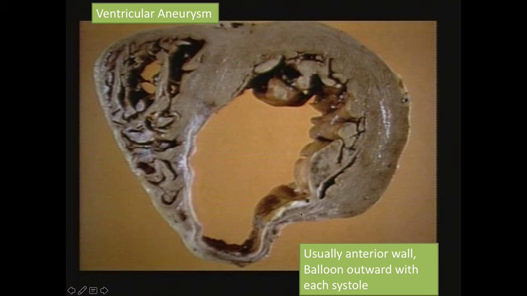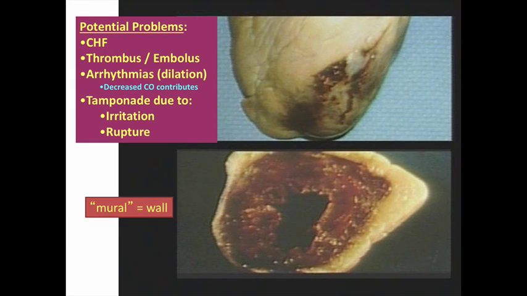This is another example of those enzymes eating away at that infarct. So that's a very weakened wall. So that's called a ventricular aneurysm. And every time the heart contracts, it sort of balloons outward with each contraction. And that can burst, which is referred to as tamponade. So there's all sorts of problems with this whole setup, right?